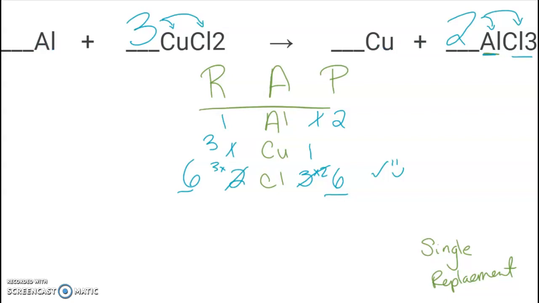So to get my aluminum to equal a 2, I'm just going to do 1 times 2. Now these are both equal. My copper I needed to equal a 3. 3 times 1 is going to give us 3. And now they're all equal. So that's one way to balance a single replacement.